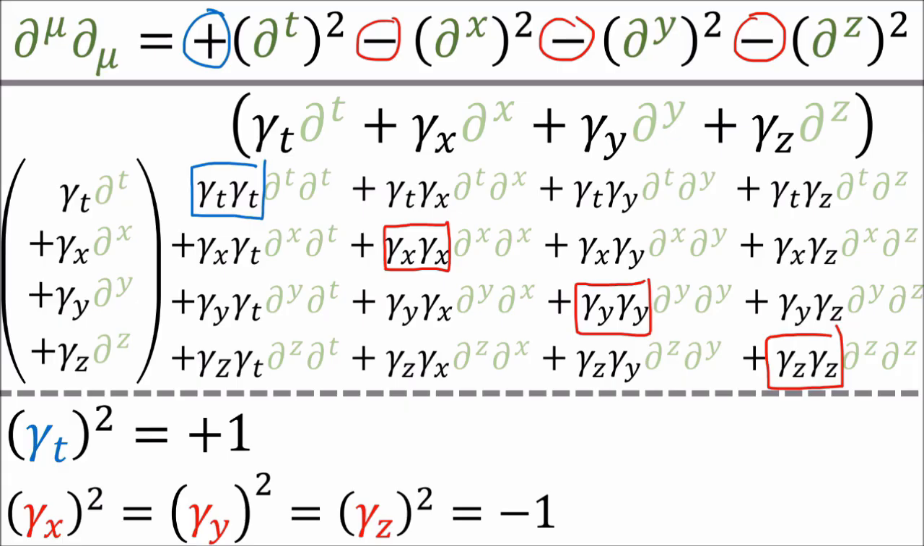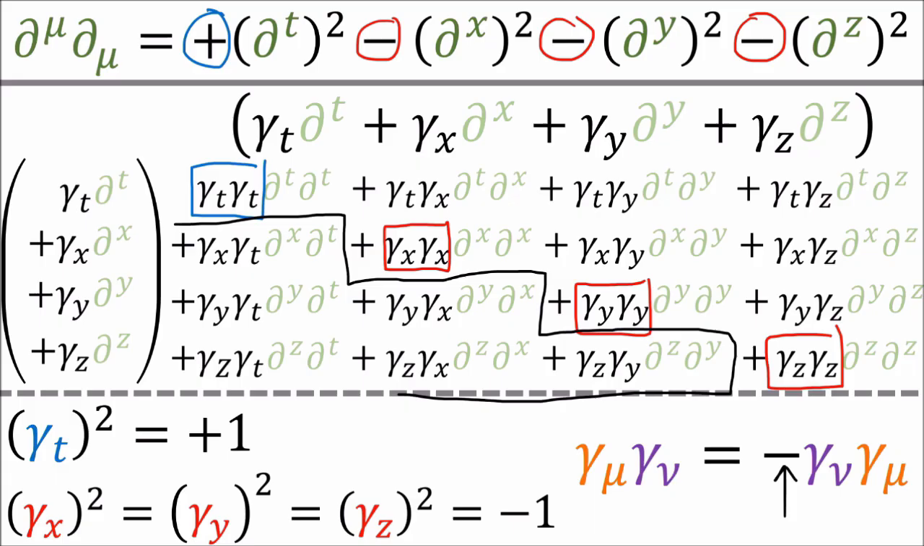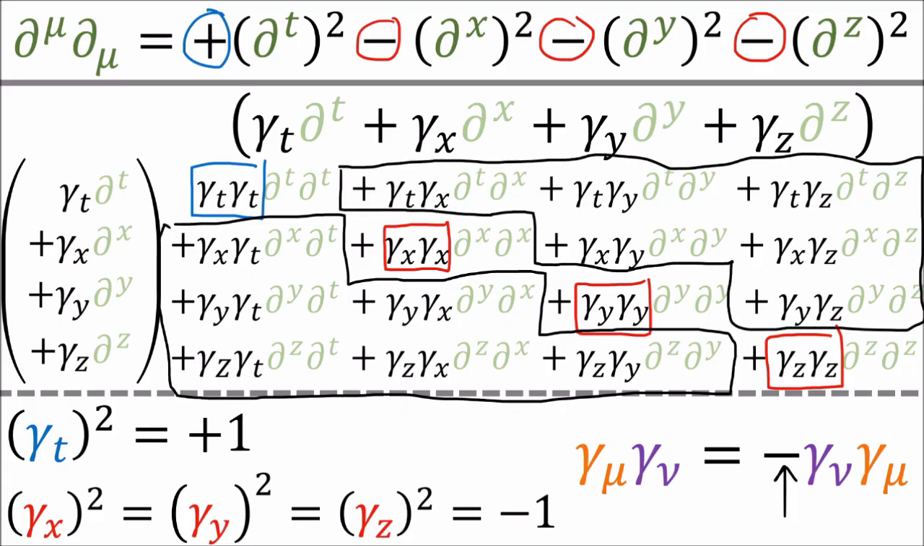The simplest way to make all these extra terms cancel is to make the gammas anti-commute. That is, flipping the order of two different gammas will introduce a minus sign. This means that the gamma pairs in the lower triangle here will exactly cancel with the gamma pairs in this upper triangle, which are all written in the opposite order.